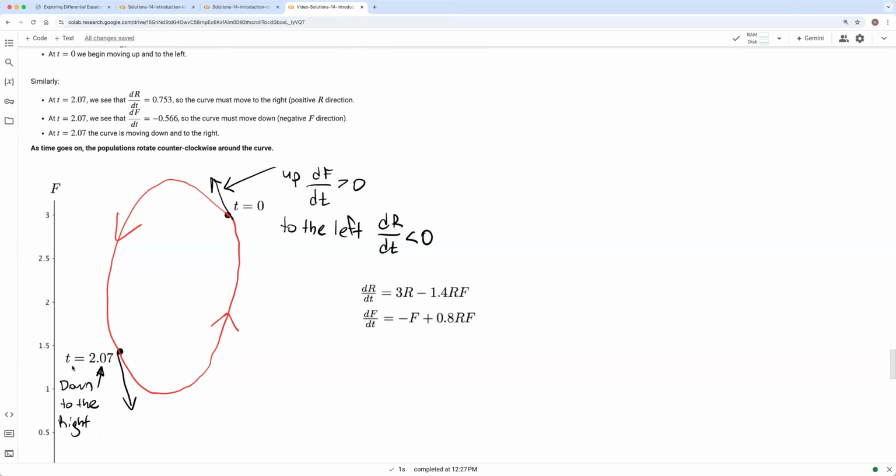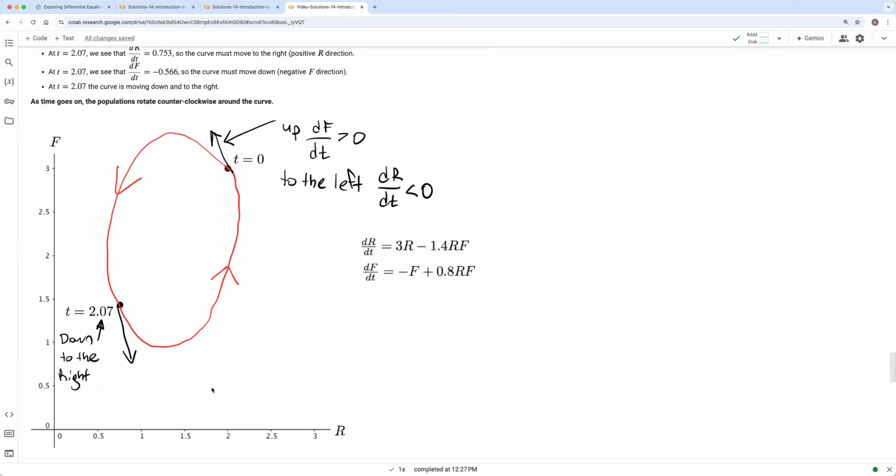So now I've got a direction of motion. In this phase plane, I've got information about what the values of r and f are going to be. And I also now have an indication of time by drawing the direction of the motion along that solution curve.